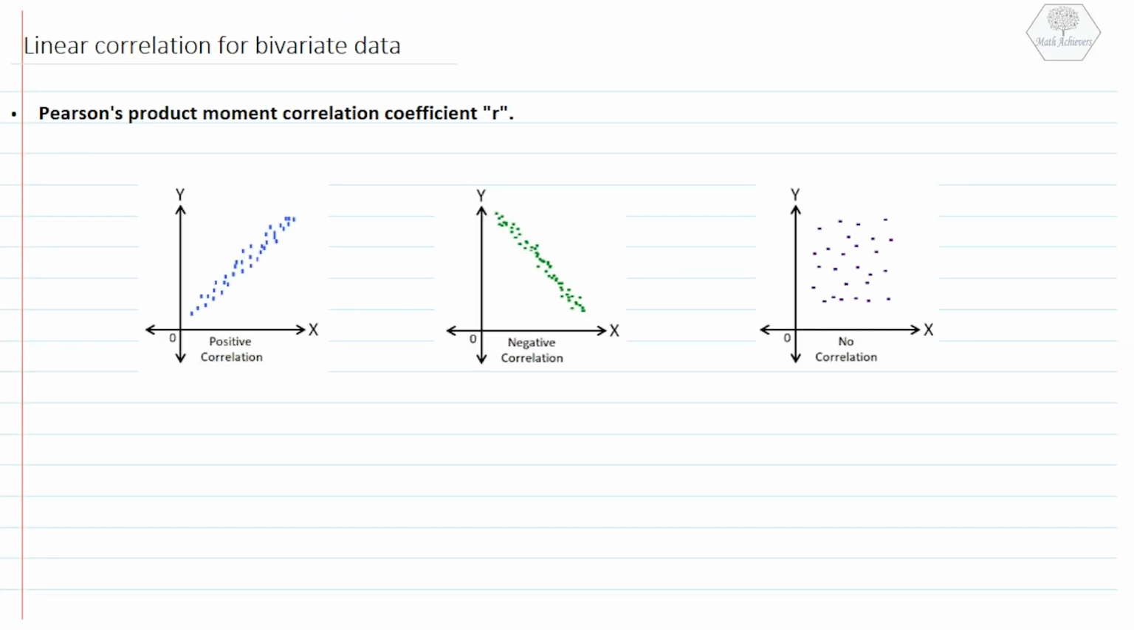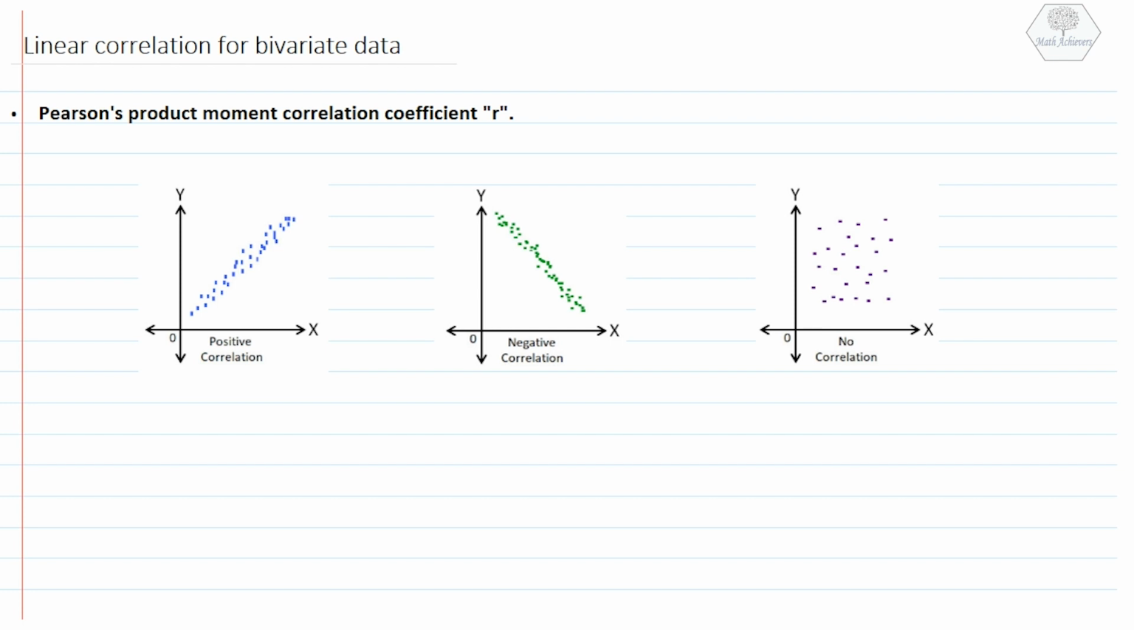Hi, our lesson now is about linear correlation of bivariate data. Bivariate data means when I have two variables. As an example, I have x and y. We start with Pearson's product moment correlation coefficient, which we can refer to as the letter R.